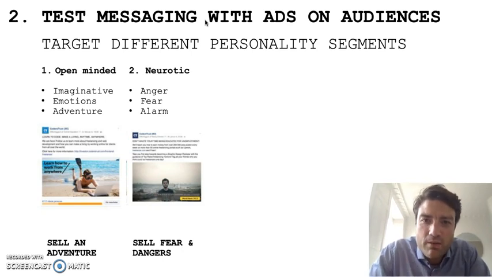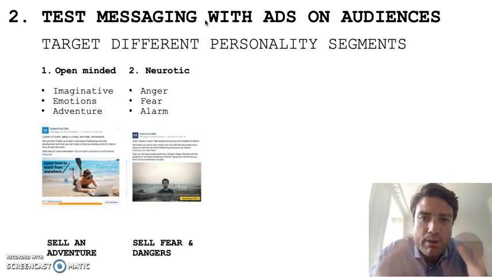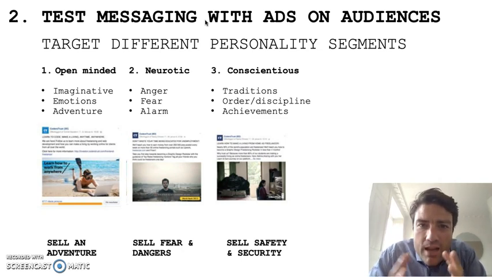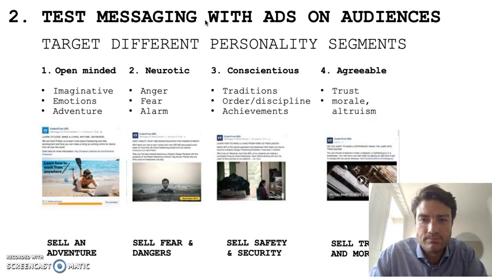Then we have a personality group called neurotic. And what we need to sell to them is essentially fear. Fear of missing out, fear that something will happen, so that you can sell them insurance. Then we have the more conscientious, where we are selling traditions, order, and achievements. So the ad is more focused on stability and security.